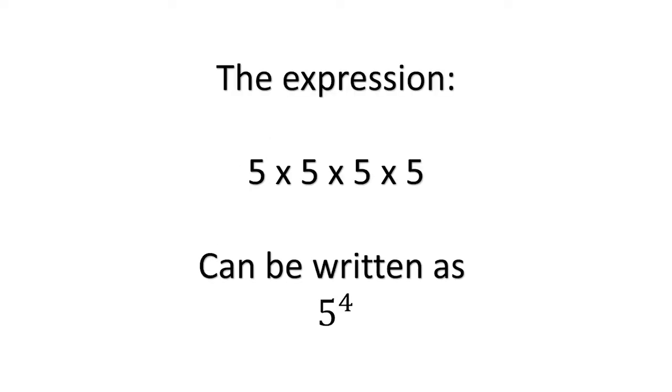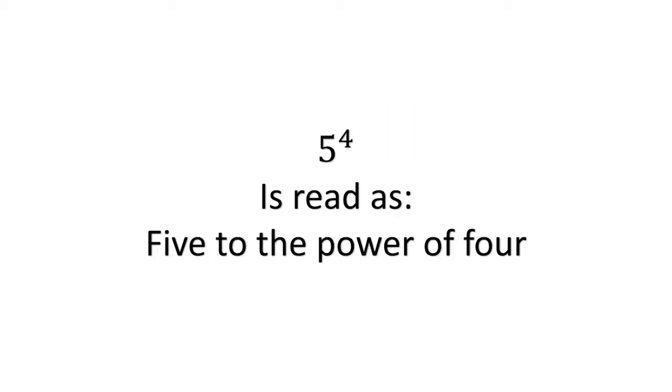How do we do that? Well, if we have a look at the expression 5 times 5 times 5 times 5, it can be written as 5 to the power or index of 4, meaning that we have 4 fives multiplied by each other. And it is read as 5 to the power of 4.